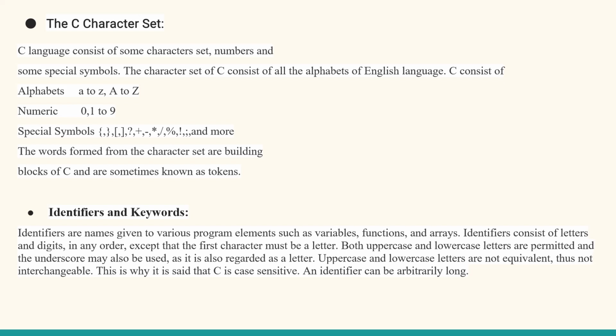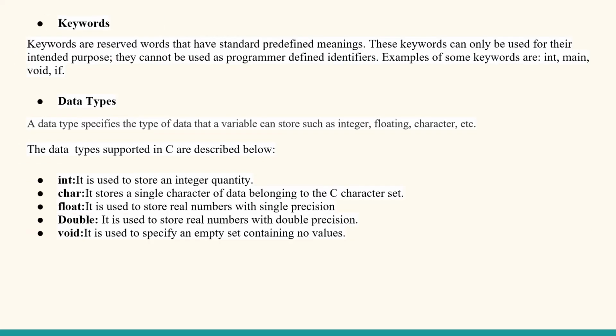Identifiers are names given to various program elements such as variables, functions and arrays. Identifiers consist of letters and digits in any order, except that the first character must be a letter. Both uppercase and lowercase letters are permitted, and the underscore may also be used as it is regarded as a letter. Keywords. Keywords are reserved words that have standard predefined meanings. These keywords can only be used for their intended purpose. They cannot be used as programmer defined identifiers.